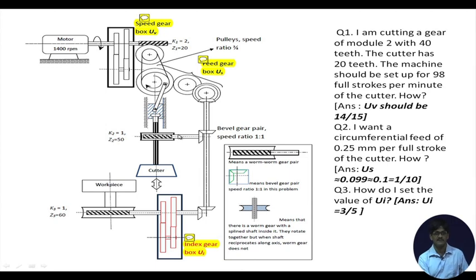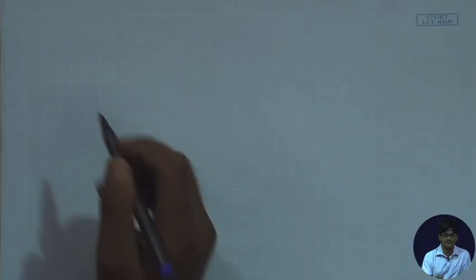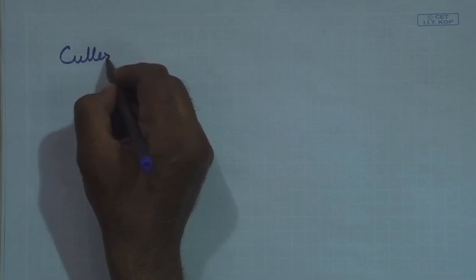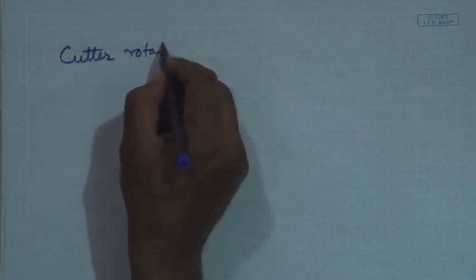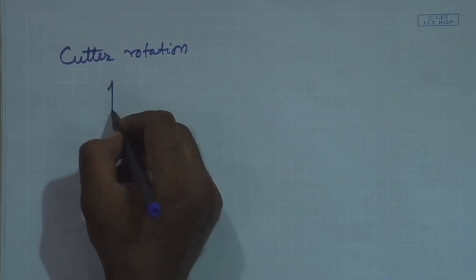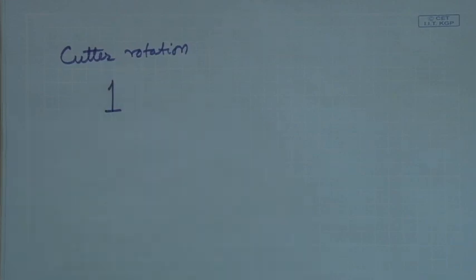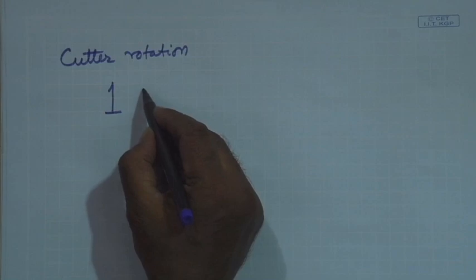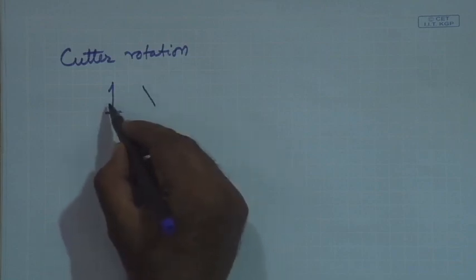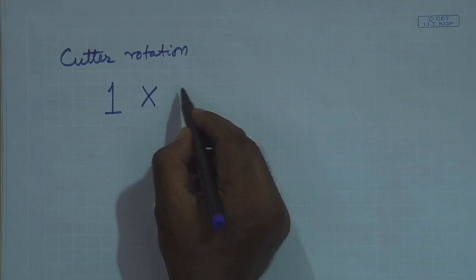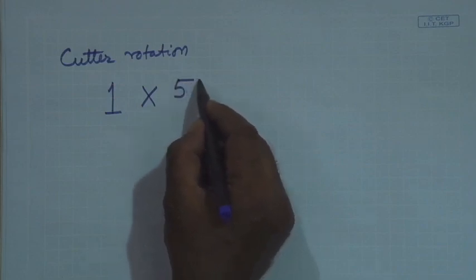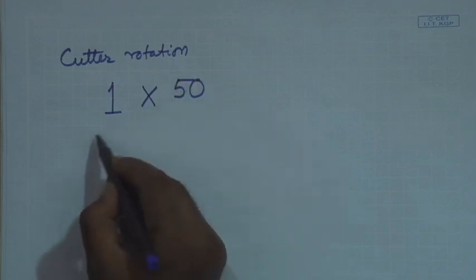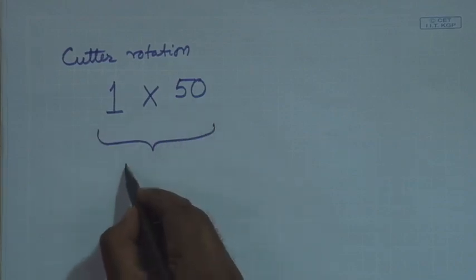So, let us start writing down the values. First of all, cutter rotation, 1. We put the cutter rotation to be 1, and it is the same as the worm gear rotation, and then we multiply it by 50 by 1, the reverse ratio, to get the worm rotation.